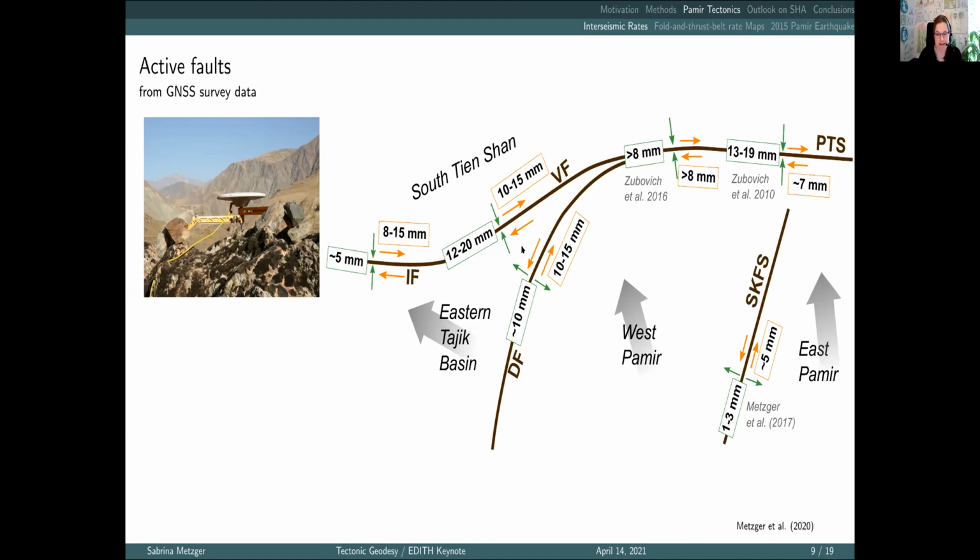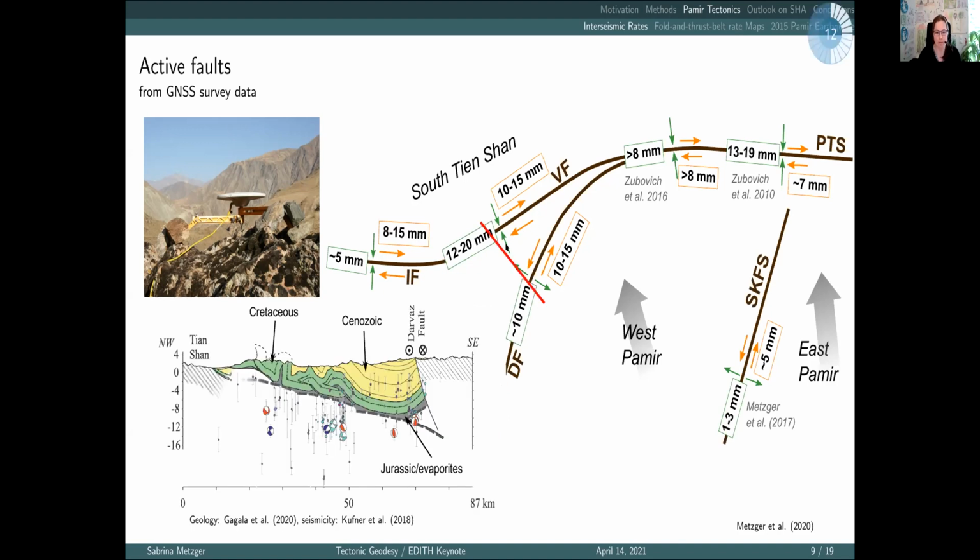Now coming back to this really active triangle, we compared our GNSS rates on this particular profile to geological cross sections of Lukash Gawala and also the seismicity of Sofia and Kufner, and we could come up with a nice interpretation of what's going on here. From the seismicity, we see that most of it occurs in the lower-lying bedrock, whereas on top we have these Cenozoic, Cretaceous and Jurassic layers, which were deposited when these oceans were still present.